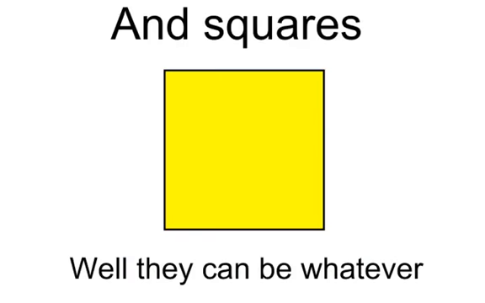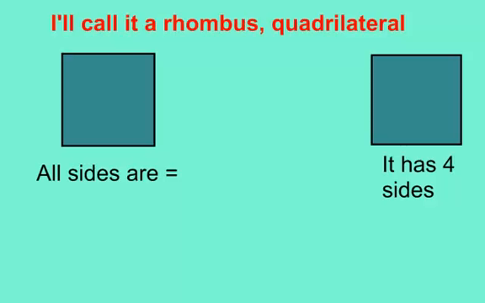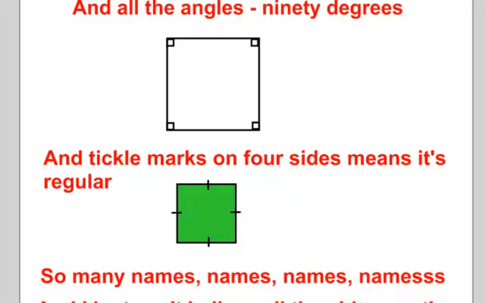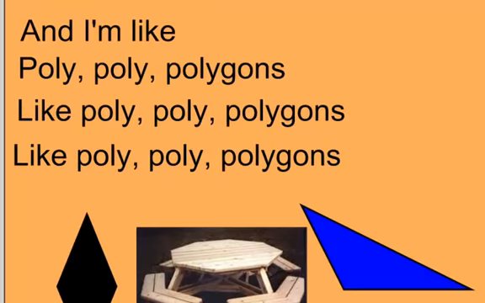In squares, well, they can be whatever, and we can classify it all together. Call it a rectangle, parallelogram, I'll call it a rhombus, quadrilateral, and all the angles 90 degrees, and tick marks on 4 sides means it's regular. So many names, and I just can't believe all the sides are the same.